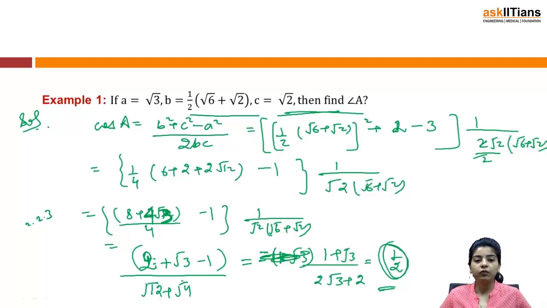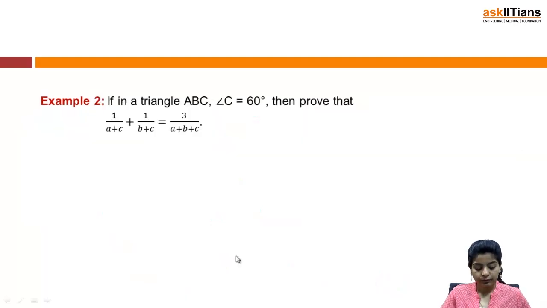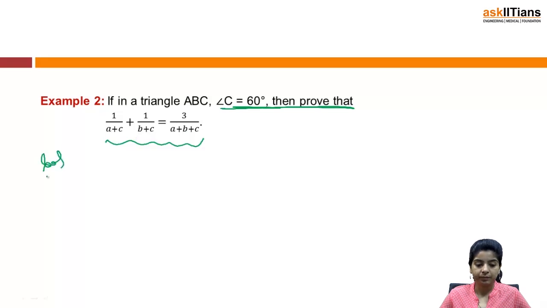So this was an application of cosine rule. Now the second one says, if in a triangle ABC angle C is 60 degrees, then prove that 1 by a plus c plus 1 by b plus c is 3 by a plus b plus c. So again this is an application of cosine rule, in which we are required to prove this, and it is given that angle C is 60 degrees. So I know the cosine formula.